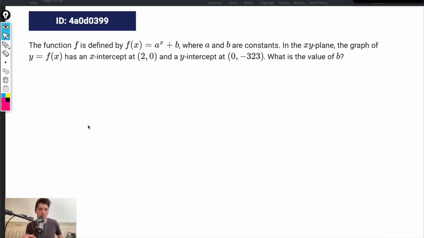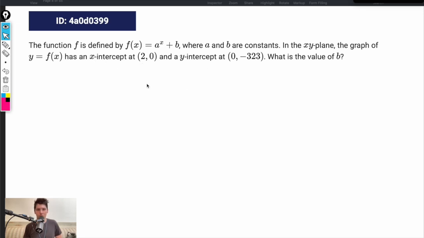Okay, so this question says the function f is defined by f of x equals a to the power of x plus b, where a and b are constants, kind of similar to the last one. In the xy plane, the graph of y equals f of x has an x-intercept at (2, 0), and a y-intercept at (0, negative 323). What is the value of b? So a similar question we'll walk through.